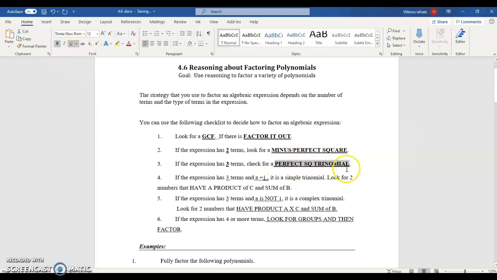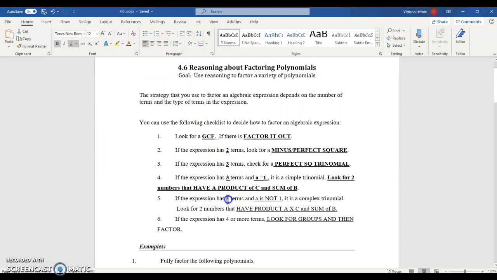That could really simplify your life a little bit, as we learn a technique for perfect square trinomial that makes things a lot easier. If there's three terms and the a is equal to 1, then it's just a simple trinomial, and you just have to look for two numbers that have the product that's c and the sum that's b. So two numbers that will multiply together to give you that last term at the end, that constant, and when you add them up, they give you that term in front of the x, not x squared, but the x.